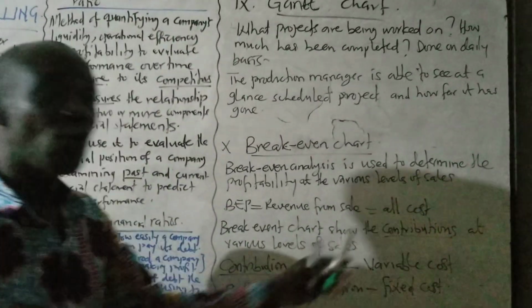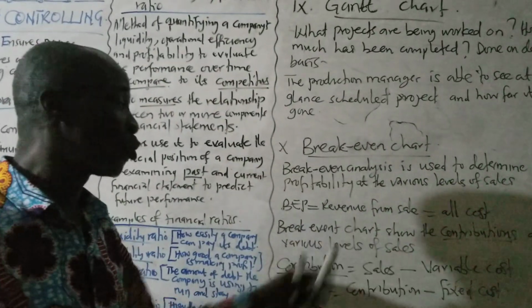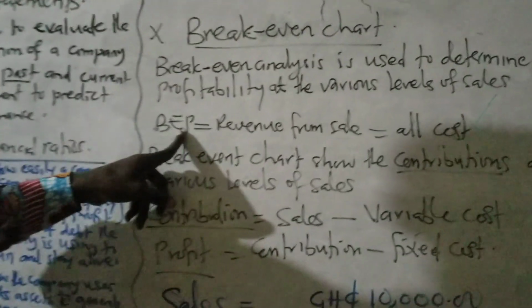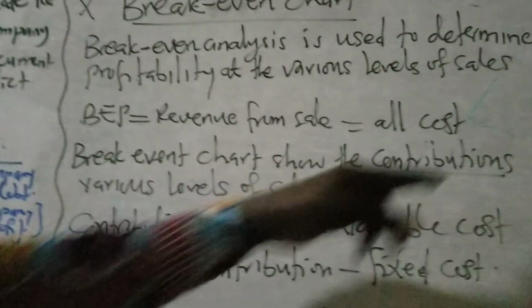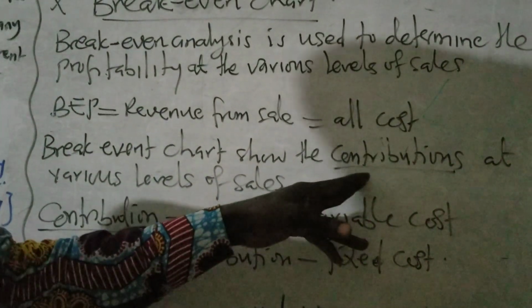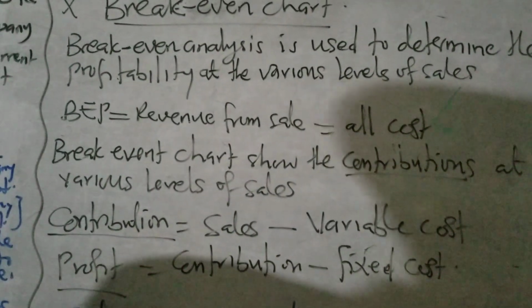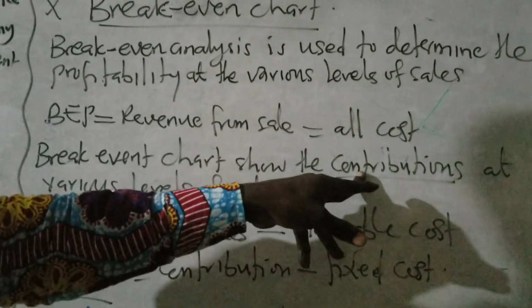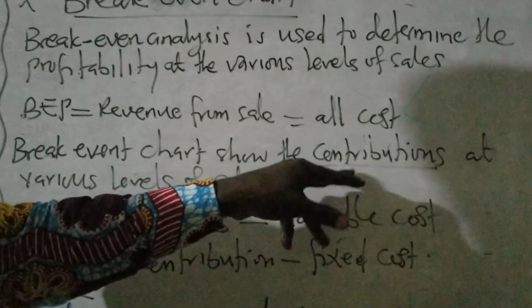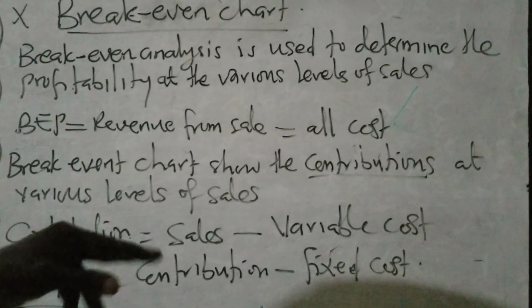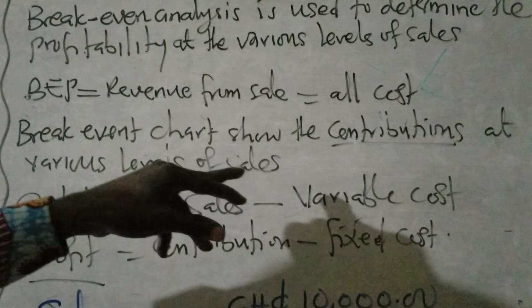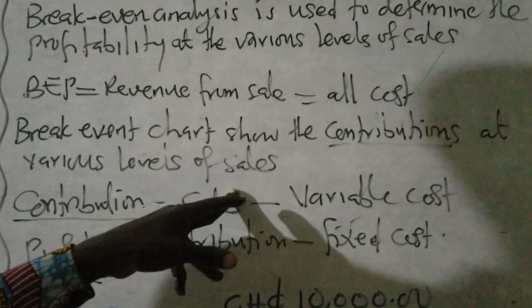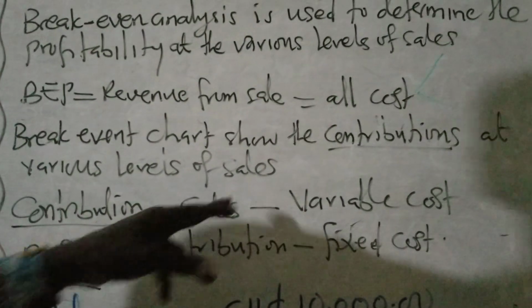And so, if all the costs come together and equal the revenue, then that is your break-even point, and the chart will show us that. The break-even chart will show the contribution. Now this contribution here is not the ordinary English word, as in "I'm contributing to this." No, this is a special term in costing. I will explain it very soon. So the break-even chart shows the contributions at various levels of sales. How many have you sold, and what is the contribution?